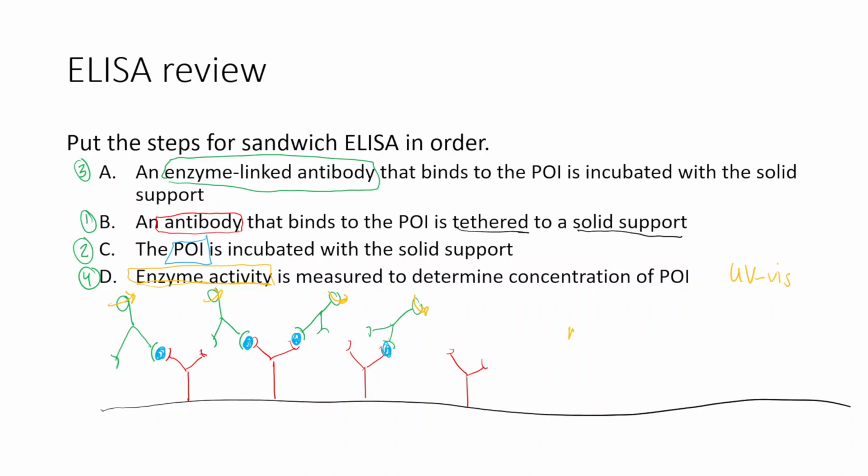So more color equals more of our enzyme-linked antibody, which means we have more of our protein of interest, and that's quantitative. We can get a number from that. Any questions about ELISA?